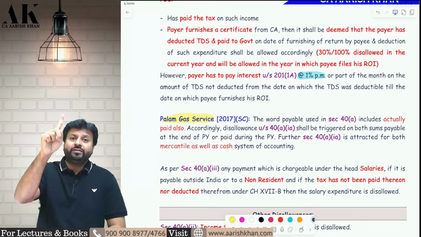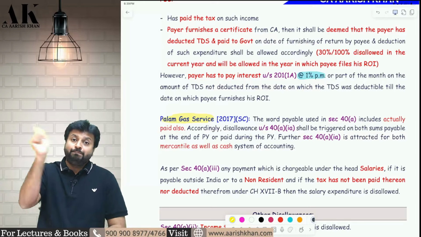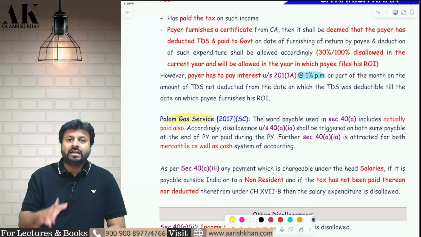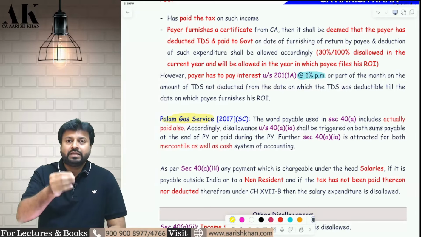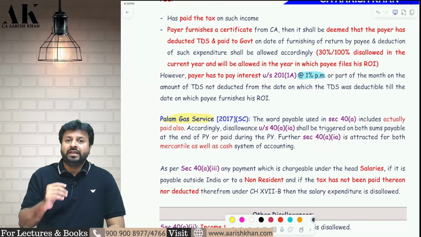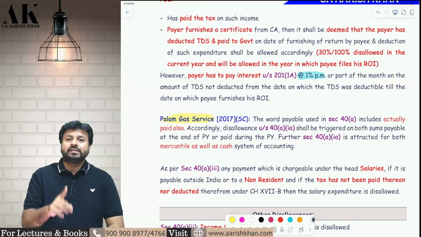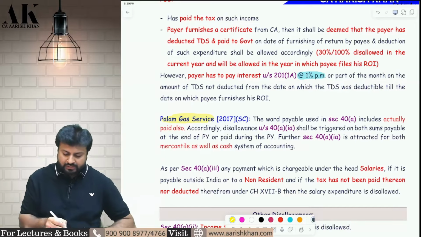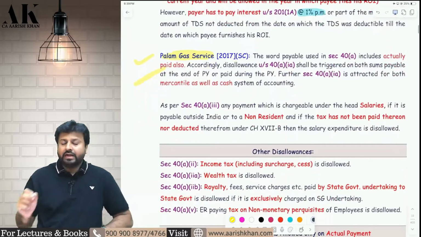The amount which is paid during the previous year or even the amount which is payable during the previous year, on the entire amount you have to deduct the TDS. TDS is applicable on credit or payment, whichever is earlier. Therefore, it doesn't matter whether you have paid the amount to the payee or it is payable. In both cases TDS is supposed to be deducted. So these two points are covered in Palam Gas Service. I hope it is clear to all of you.